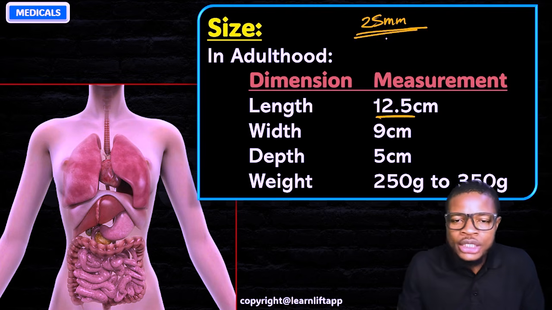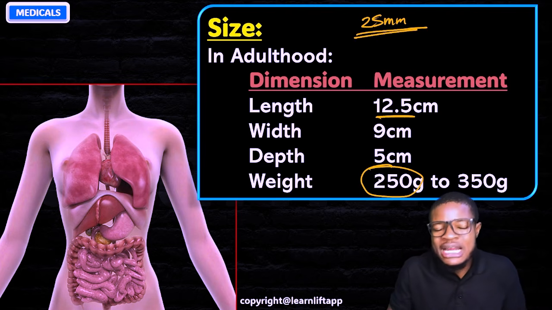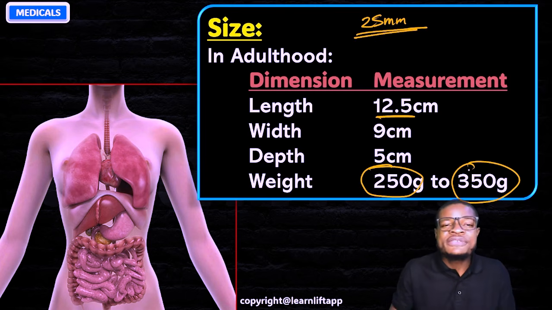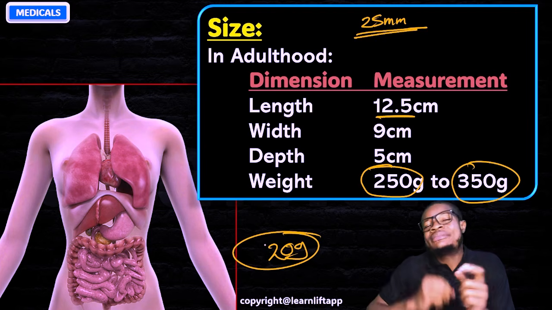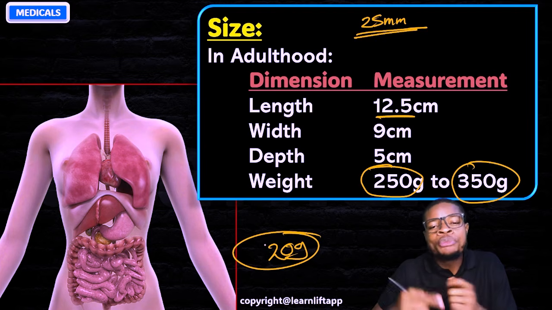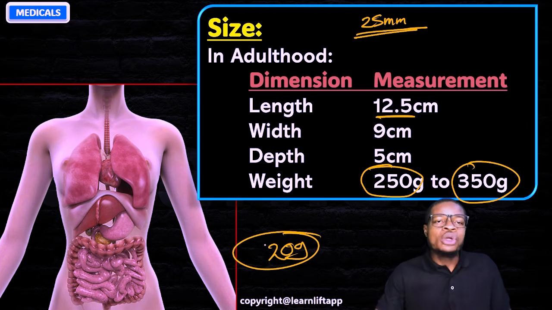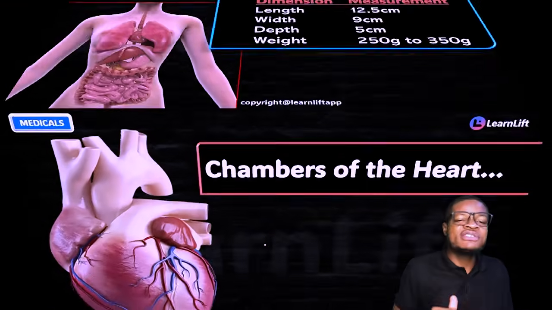And the weight is what? 250 grams to 350 grams. That's the weight. It has moved from 20 grams to about ten times that, or even more: 250 to 350 grams in adulthood. Very simple. You get this very fast with me.